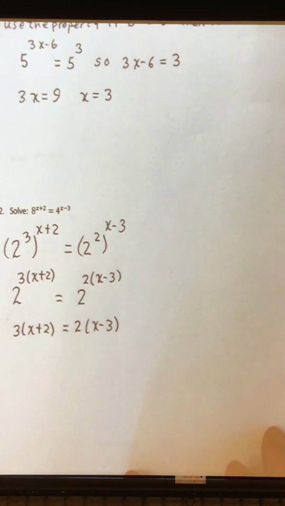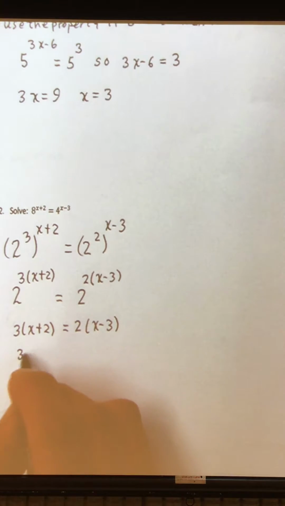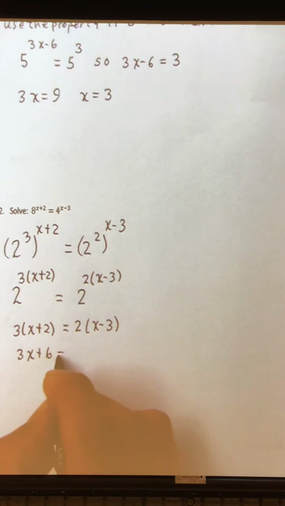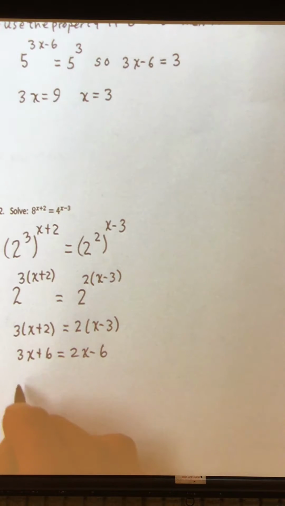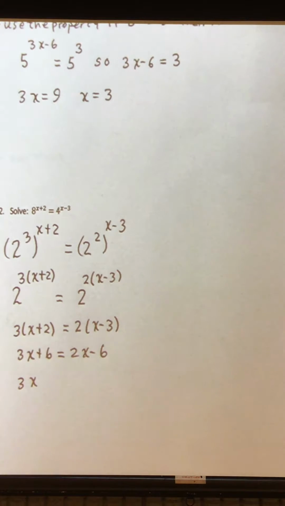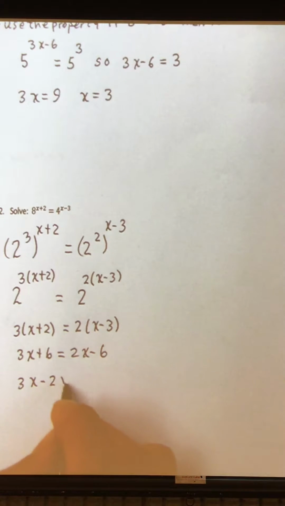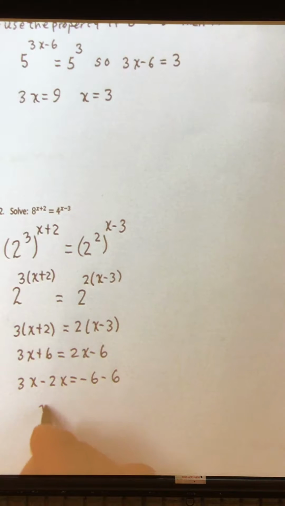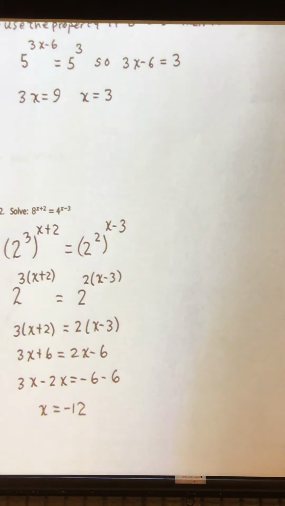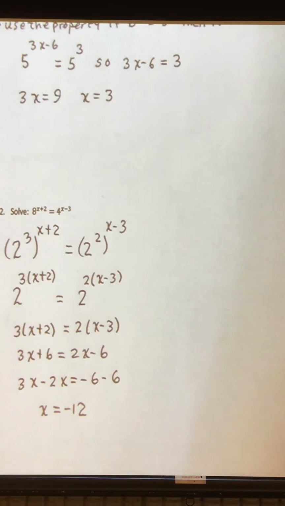So we'll distribute on the left and the right. 3x plus 6 is equal to 2x minus 6. And rearranging the equation to isolate the x, we'll have 3x minus 2x equals negative 6. We'll bring the other 6 to the other side. That'll give us positive x is equal to negative 12, which is the solution to problem 2. Let's move on to problem number 3.